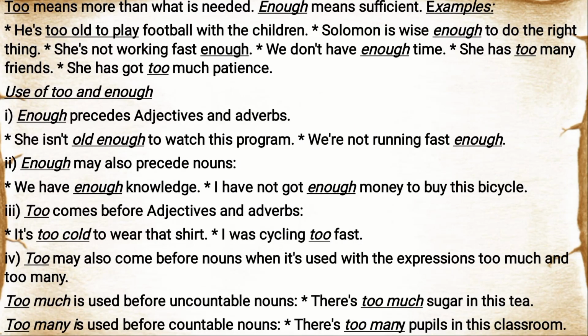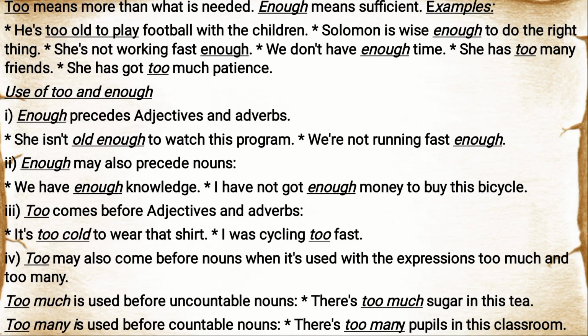2. Enough may also precede nouns. Examples, we have enough knowledge. I have not got enough money to buy this bicycle. 3. Too comes before adjectives and adverbs. It's too cold to wear that shirt. I was cycling too fast.